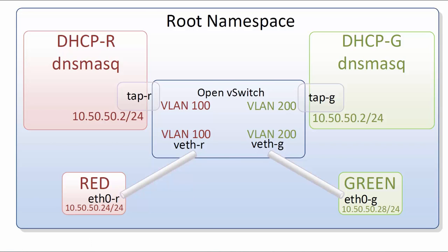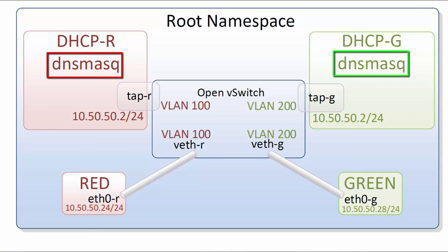One last check of the diagram to see that dnsmasq is now running in two different namespaces, and our emulated tenants red and green were able to receive IP addresses by isolated DHCP processes.